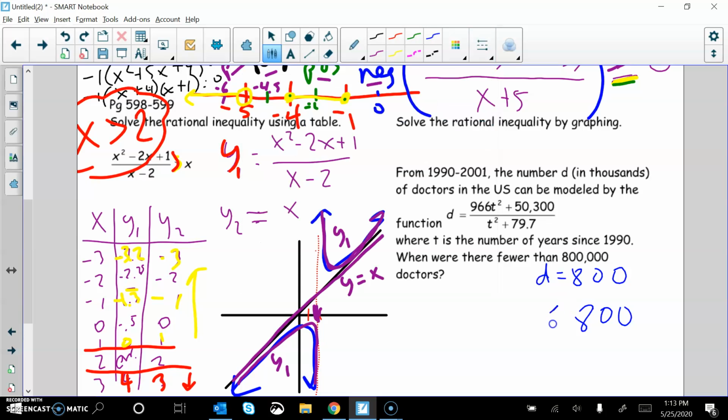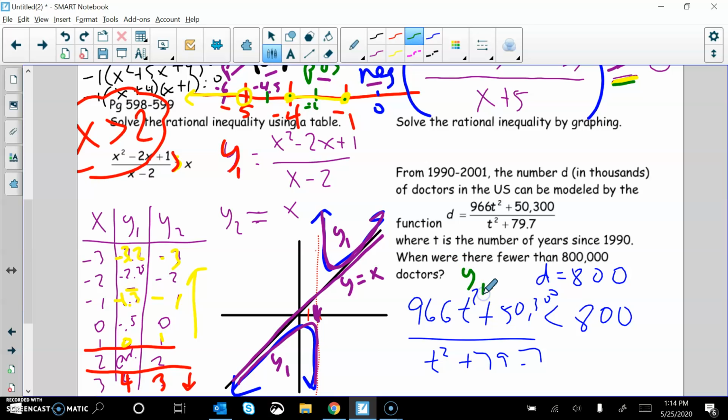So our inequality looks like this. 1,300 t squared plus 79.7. And for this one, you would graph both sides. You want to solve it graphically. So y1 will be this side of the inequality. Y2 will be that side of the inequality. And you want to find out for what t values is y1 below, less than, y2.